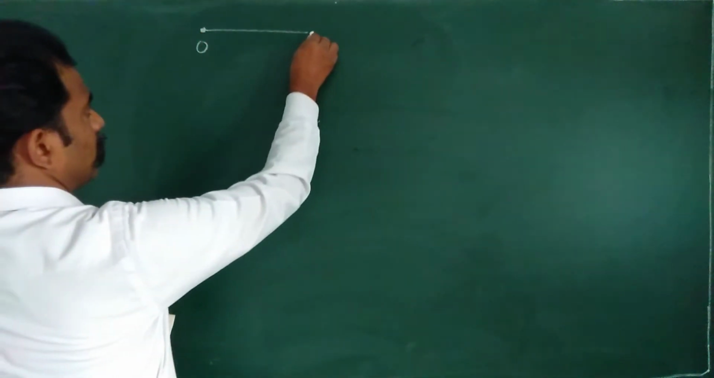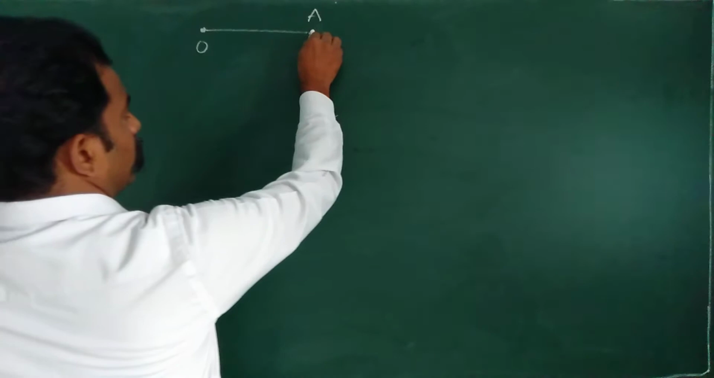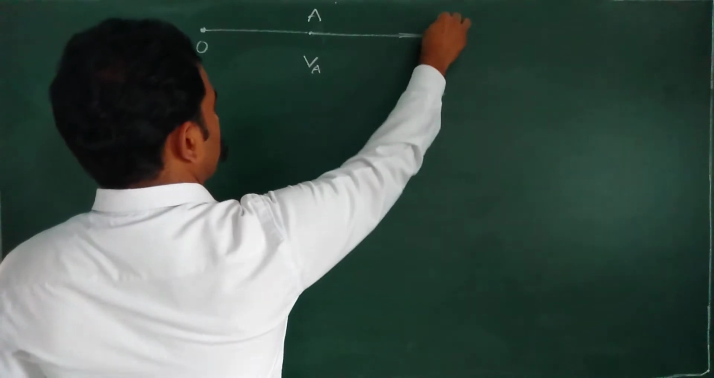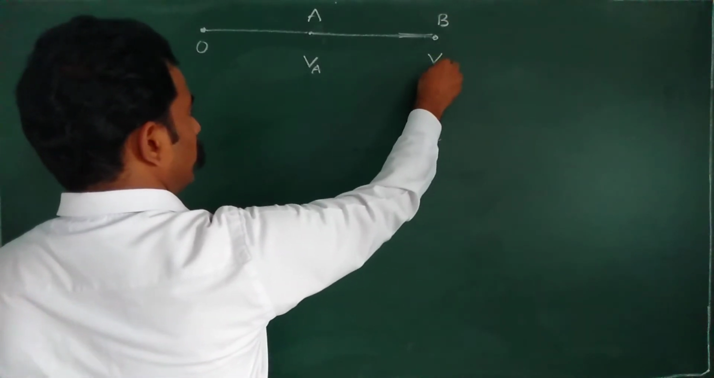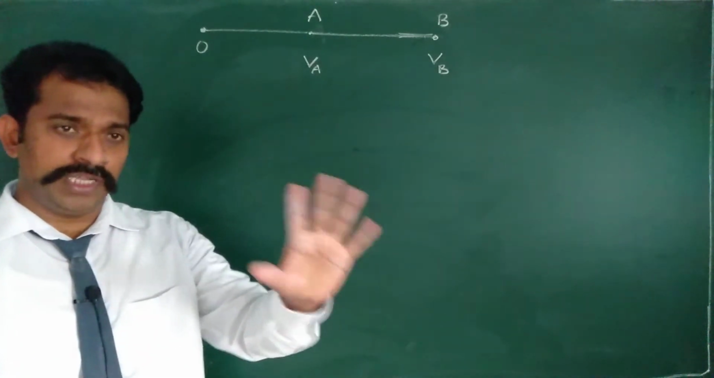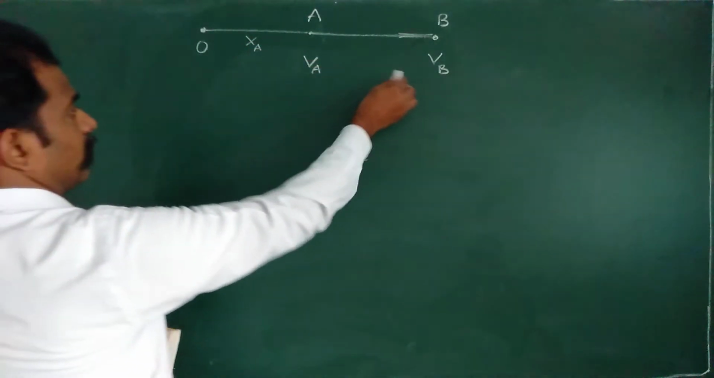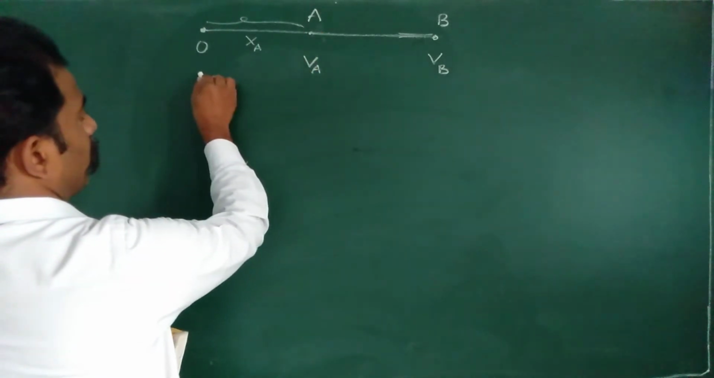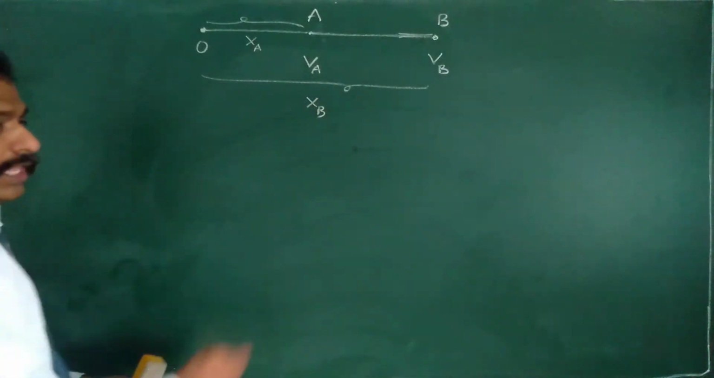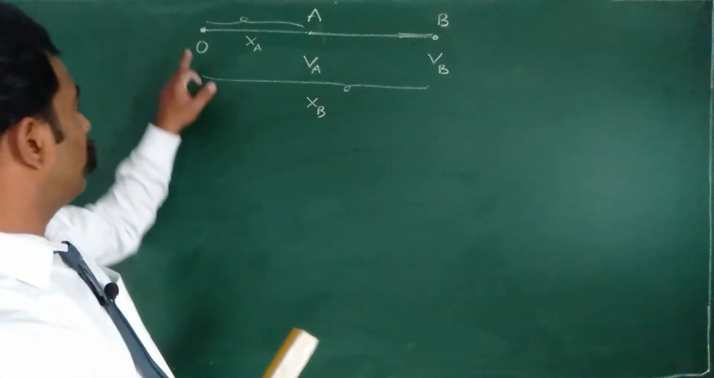A body A is moving with a velocity VA, and another body B is also moving in the same direction, and the velocity of B is VB. So these are the positions of the bodies A and B after a time t. Let the displacement of the body A after time t be XA, and the displacement of the body B after time t seconds be XB. So both A and B are moving with different velocities, VA and VB. This is the point of observation.